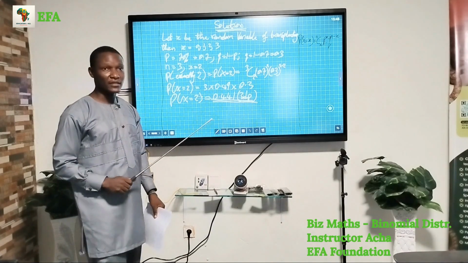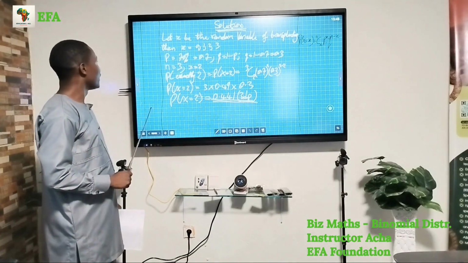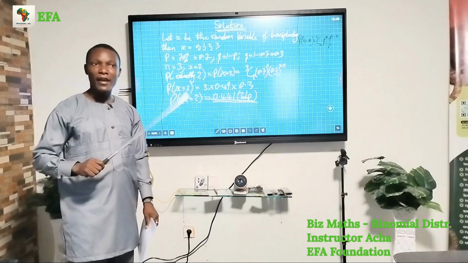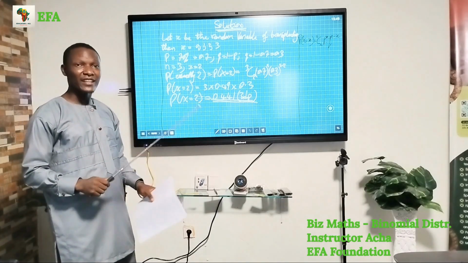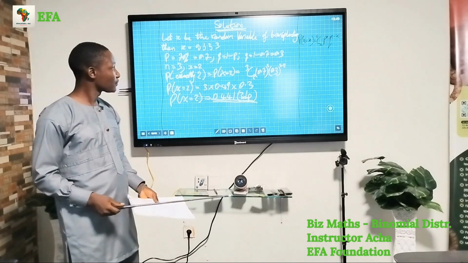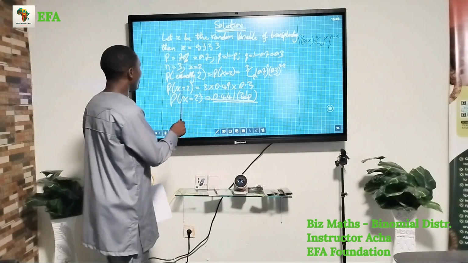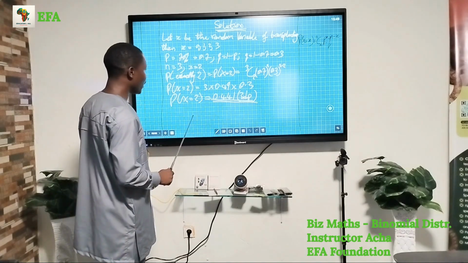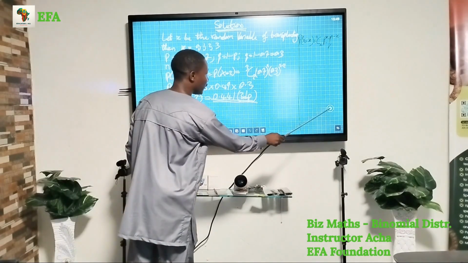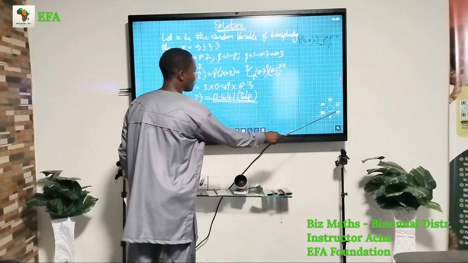Now before we start, let the random variable of transplanting the plant be x. That is, x can take 0, 1, 2, or 3. Before we go with the solution of this problem, it is very important that we spell out the formula. Now, let's look at the formula for this problem.